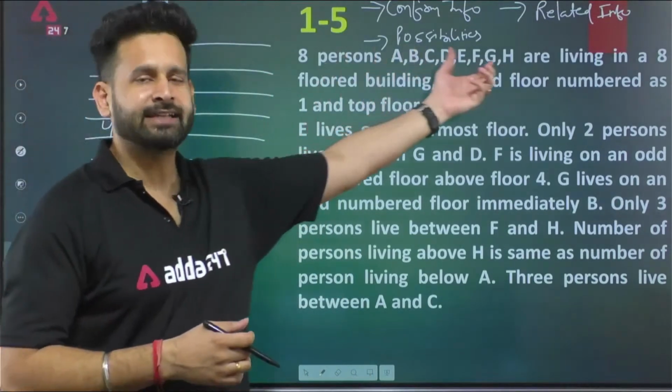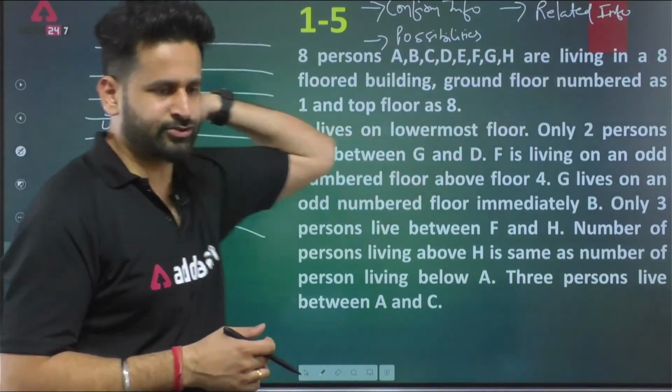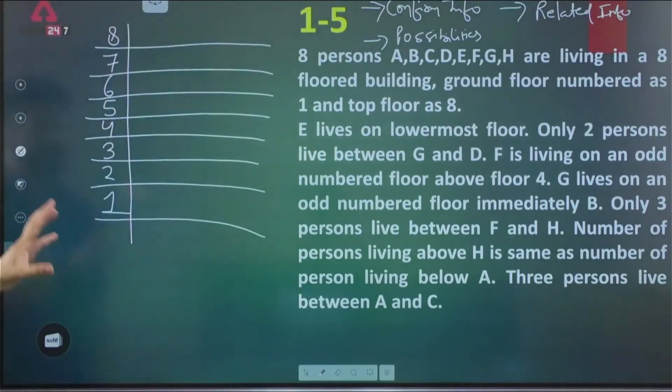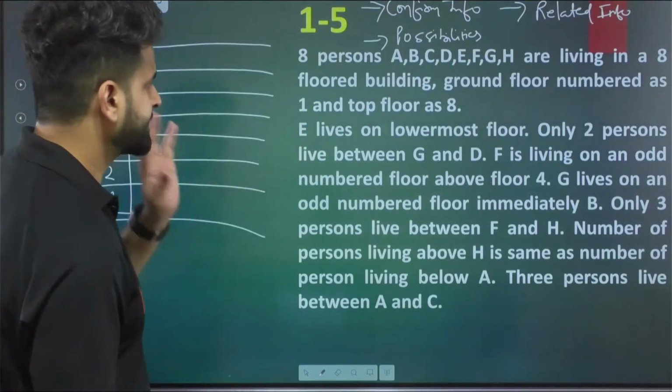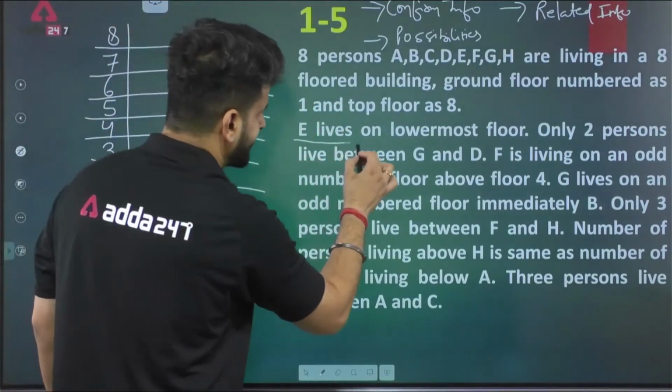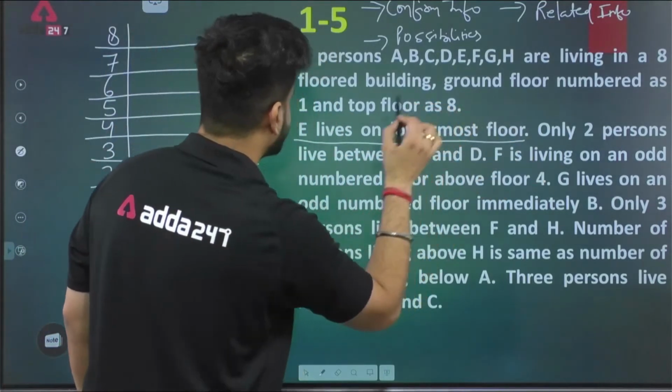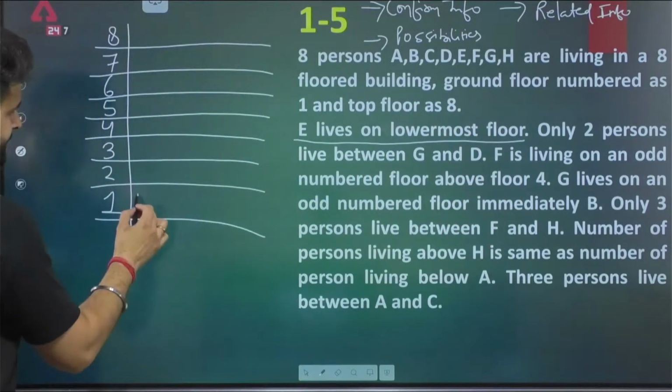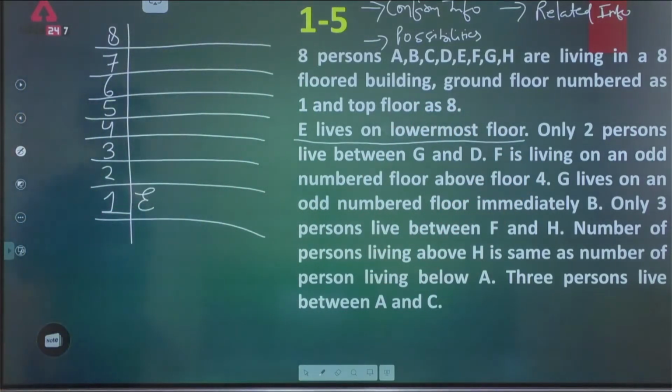These are certain steps or processes that you should always follow while solving any kind of sitting arrangement or puzzle. Now, if you read the very first line, it is giving you the confirm information related to E. E is living on the lowermost floor. So definitely this will be E. Now related to E, do we have any other information?